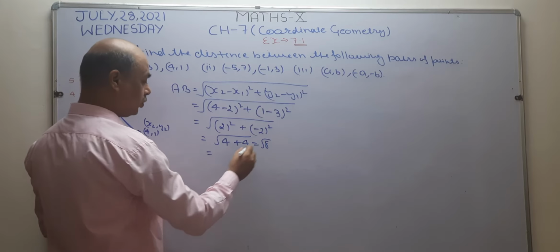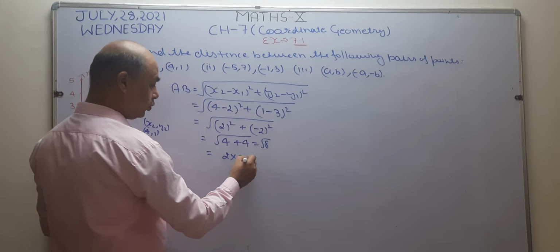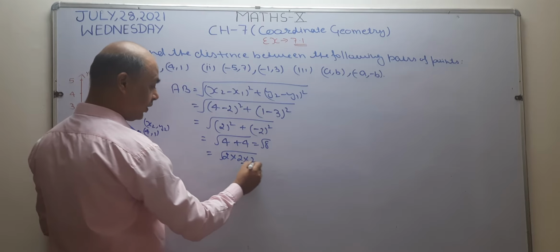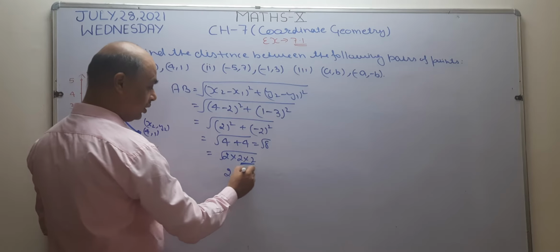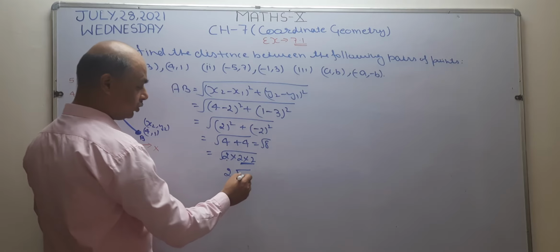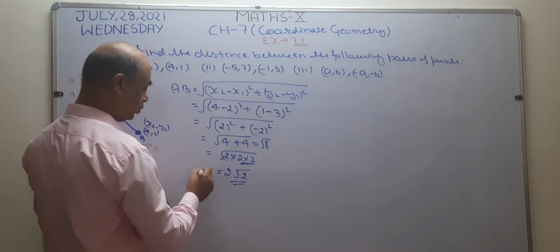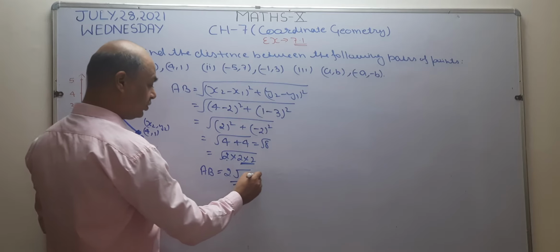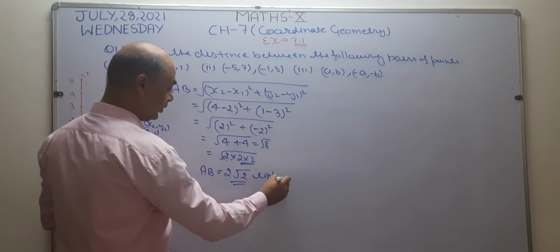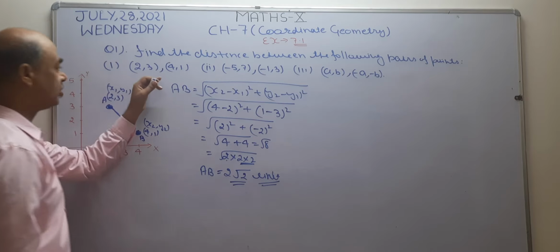Now make the factors of 8. Factors of 8 are 2 into 2 into 2. Now this pair is completed, so take it out of the root. This other 2 is not a complete pair, so it remains inside the square root. So the answer becomes 2 root 2. So AB is equal to 2 root 2 units. This is the answer of the first part.